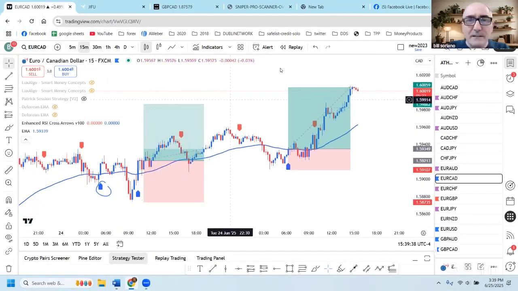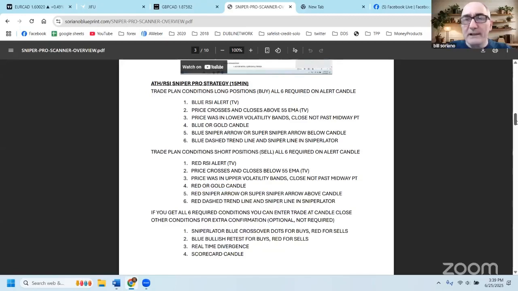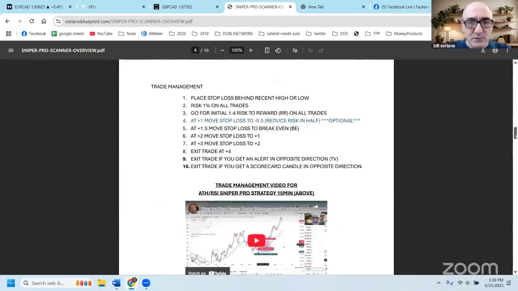So again, keep in mind that in order for you to have a risk-free trade, guys, we have to get up by 1.5%. Okay, so that's what our trade management says here: place stop loss below the recent high or low, risk 1%, go for initial 1 to 4. Now this number 4 here, this is optional. Okay, this tells you you can reduce your stop loss, you can reduce your risk in half once you're up 1%. I don't know if that's a good idea.